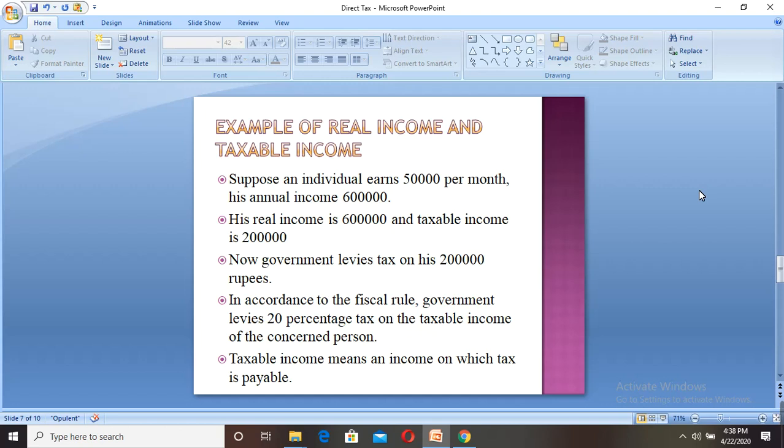And now the government levies tax on his 2 lakh rupees. In accordance with the fiscal rule, the government levies 20% tax on the taxable income of the concerned person. And taxable income means an income on which tax is payable. In the beginning, I told you that the government does not levy tax on the real income of persons. Government always imposes tax on the taxable income of the person. So I think you might have understood what is real income and taxable income.